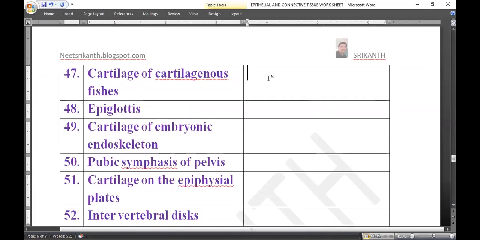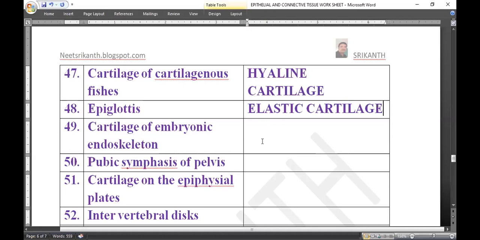Cartilage of the cartilaginous species. Hyaline cartilage. Yeah, very good. Epiglottis: elastic cartilage.